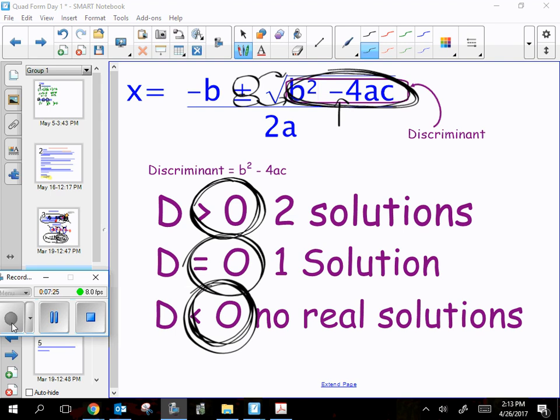That if it's bigger than 0, you get 2 answers. Equal to 0, you get 1 answer. And less than 0, you get no answers. That's the thing you're going to need to remember for the test.